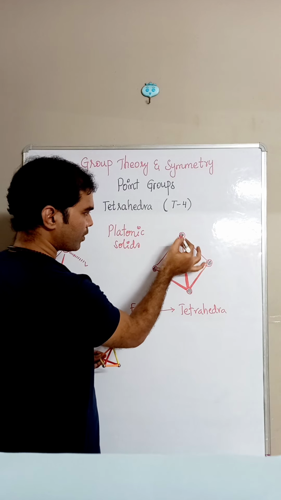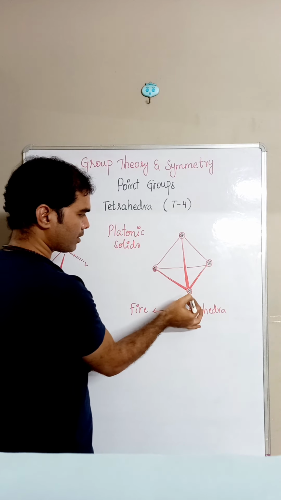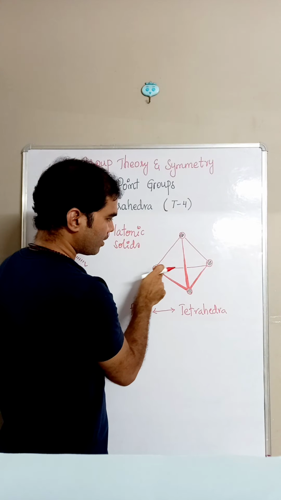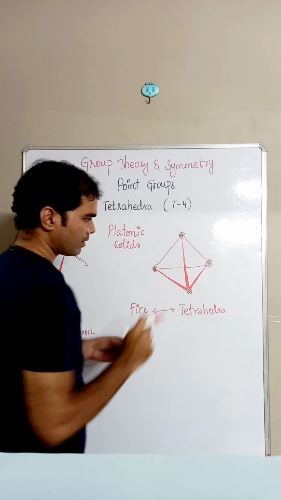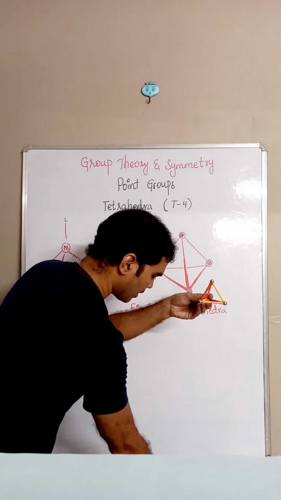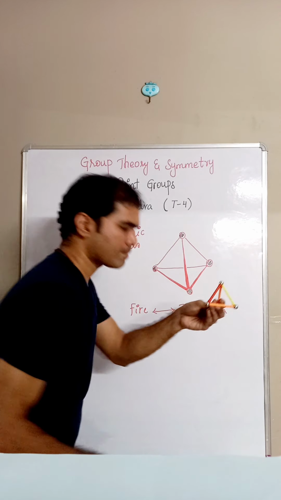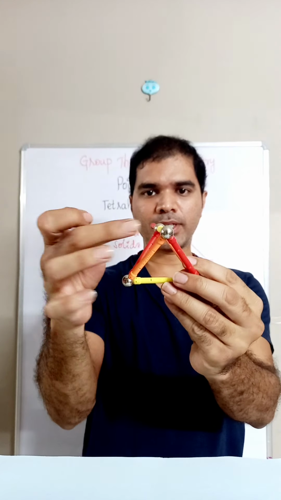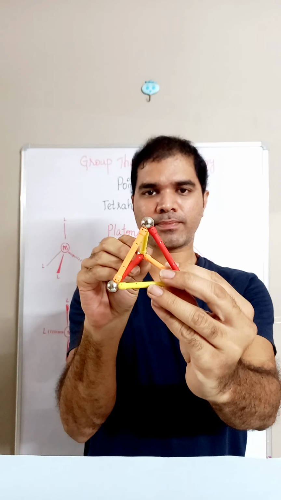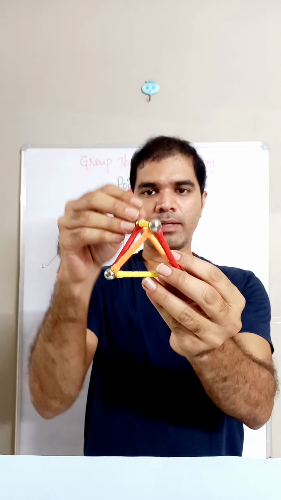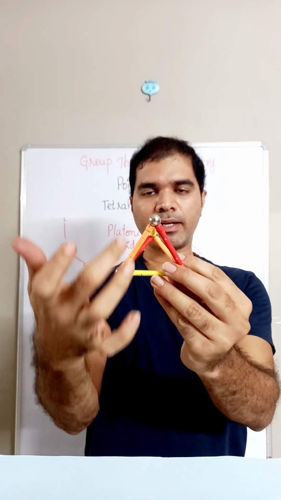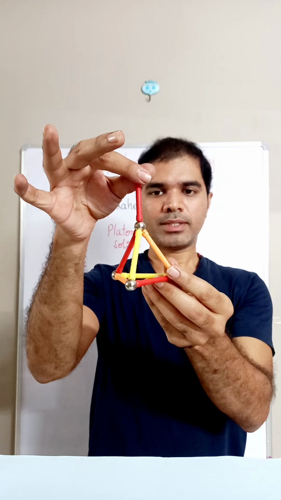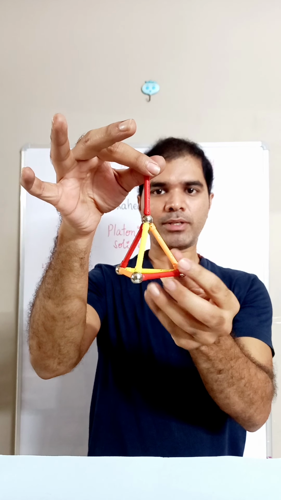Here I am showing one of the corners, second, third and fourth. Opposite to this corner is a triangular face. Here you can see it very clearly. If this is a corner, exactly opposite to that corner is a triangular face. And whenever we have a triangular face with identical ligands or atoms, we can visualize a C3 in it. So just let me try to pass a C3.